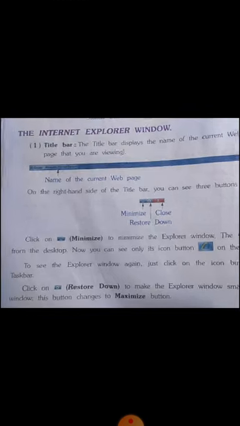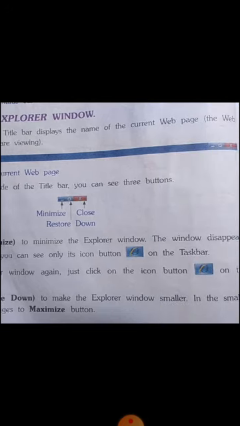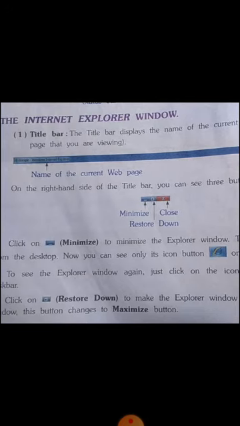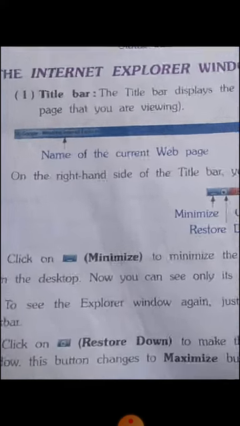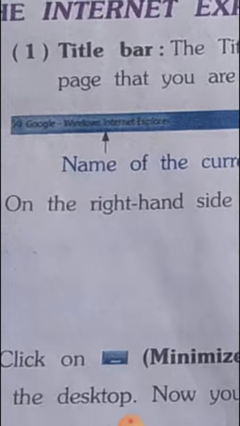Now in the Internet Explorer window, what do we have, let me discuss this. First we have the title bar. So what is the title bar? The title bar displays the name of the current web page, meaning the web page that you are viewing. The name of that web page you can see in your title bar. Suppose we have opened Windows Internet Explorer and the page name is Google here, so we can see Google here.